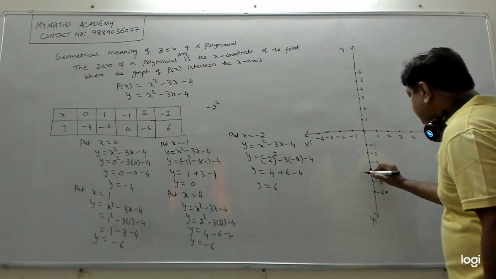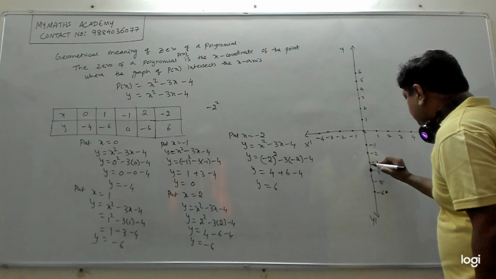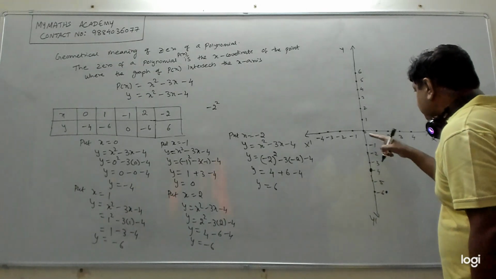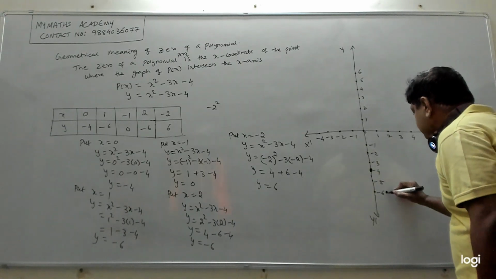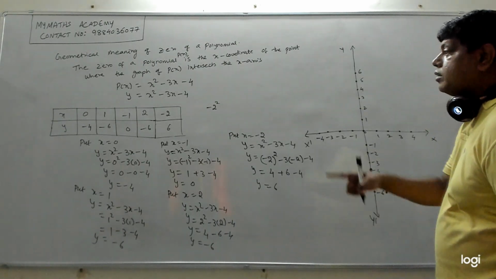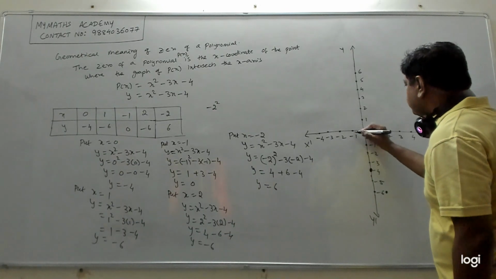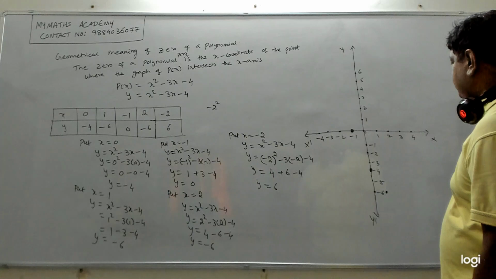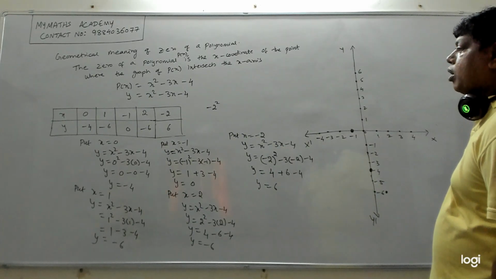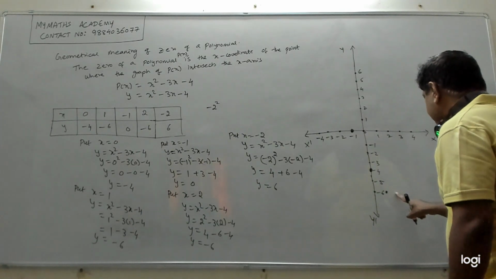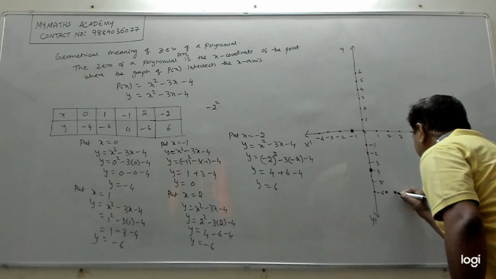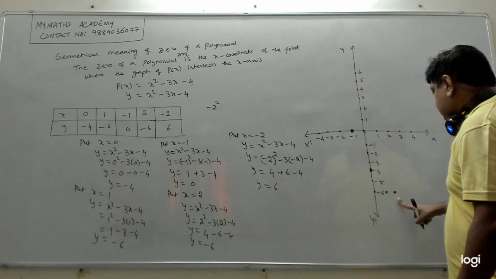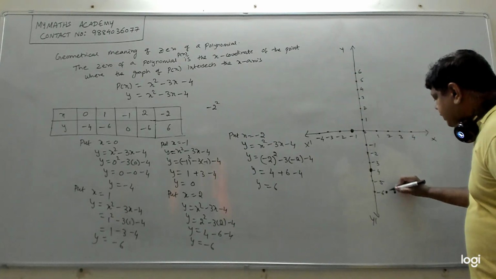Okay, so this point is 0 comma minus 4. This point is 1 comma minus 6. Then minus 1 comma 0. Minus 1 comma 0 is here. This is minus 1 comma 0. Right? Then 2 comma minus 6. 2 and minus 6 is here. So it comes here. This is 2 comma minus 6. I'm putting a little dark, a big circle so that you know.